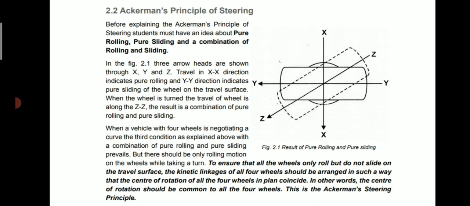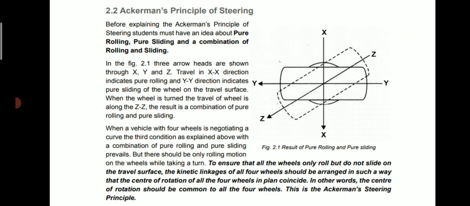Before that, let us understand Ackermann's principle of steering. In this figure you will see different axes. In this figure, three arrow heads are shown, X, Y and Z. Travel in the XX direction indicates pure rolling and the YY direction indicates pure sliding of the wheel on the travel surface. When the wheel is turned, the travel of the wheel is along the ZZ axis. The result is a combination of pure rolling and pure sliding. So ZZ indicates a combination of pure rolling and pure sliding.